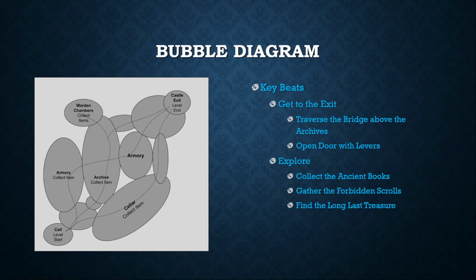This is the bubble diagram that I came up with. The key beats for this are: get to the exit, you have to traverse the bridge above the archives, you have to open doors with levers. You can explore to collect the ancient books, gather the forbidden scrolls, and find the long lost treasure. As you can see, there are 3 paths, and they all lead to the exit.